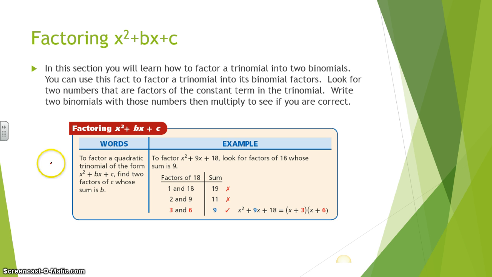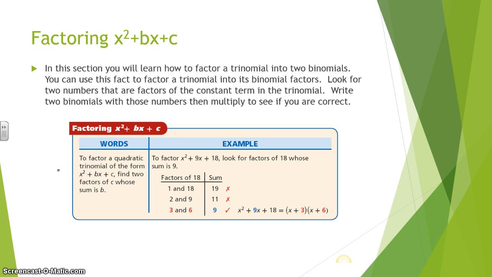So here's a definition. I want you to write this out. When we're factoring x squared plus bx plus c, in words, we're going to factor a quadratic trinomial of the form x squared plus bx plus c to find two factors of c whose sum is b.